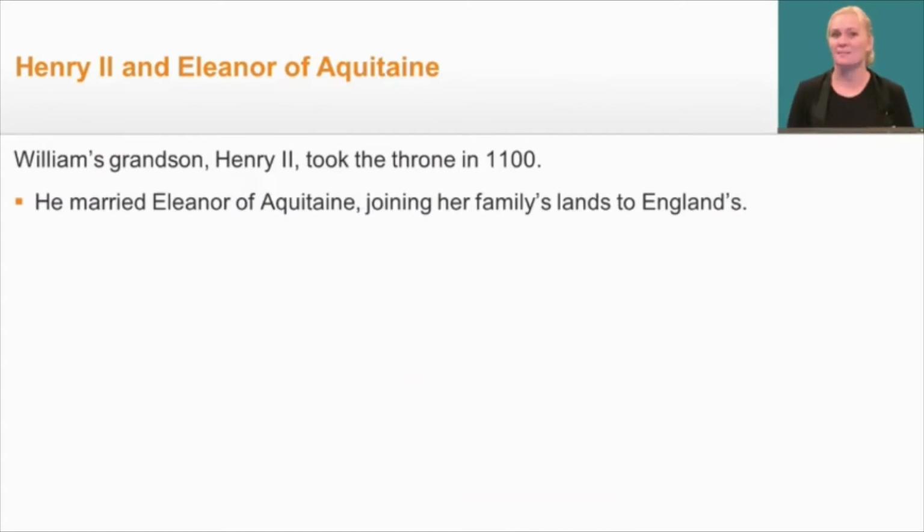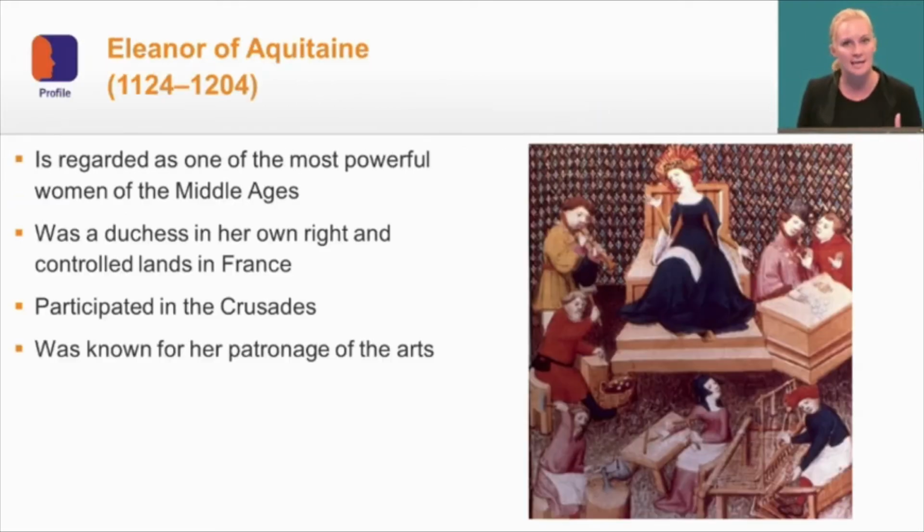It's time to talk about Henry II. Now, Henry II did a lot to unify England and France, especially when he married Eleanor of Aquitaine. This was William's grandson, William the Conqueror. Henry II took the throne in the year 1100. He married Eleanor of Aquitaine, joining her family's lands in France to those that he already held in England.